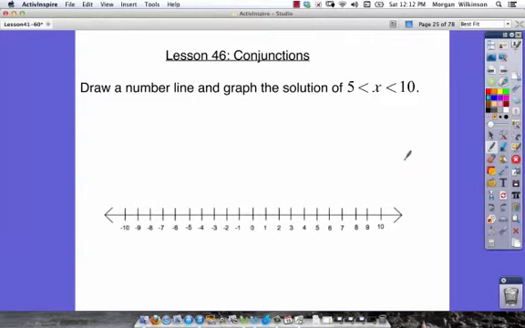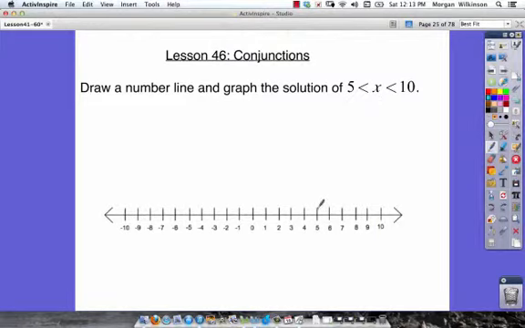Lesson 46 is about conjunctions. And conjunctions are problems like what we have here. We need to draw a number line and graph the solution of 5 is less than x, which is less than 10. Now a conjunction will just have these two parts. We need to figure out where x belongs. So we know 5 is less than x.